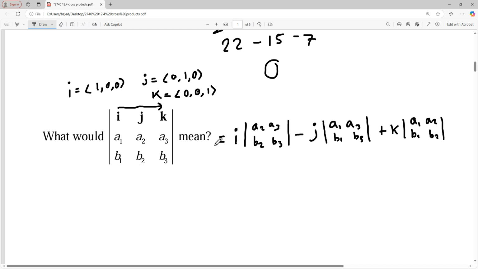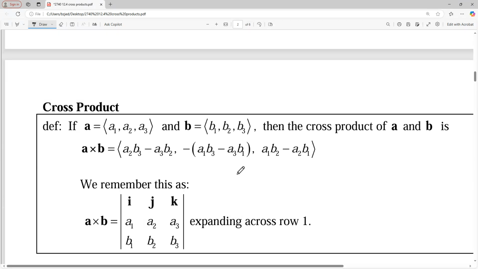That's what that would mean, right? If we had the determinant and I had i, j, and k in there, hey, you know what? Oh, well, there we go. And from there, we could figure out what these determinants are and move forward. Well, what we really just did is known as the cross product.